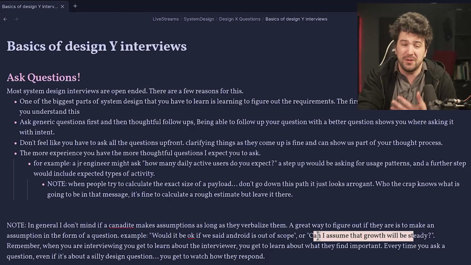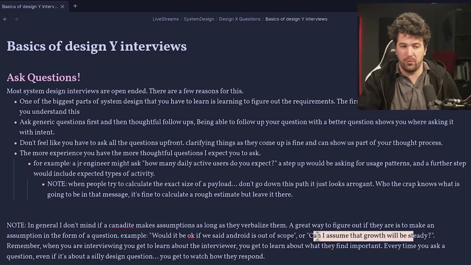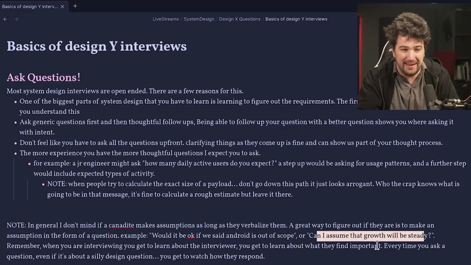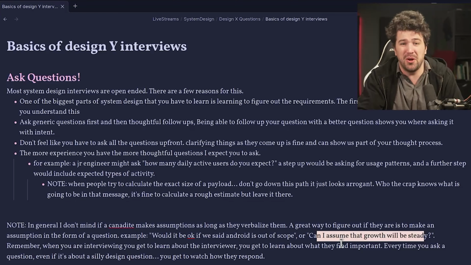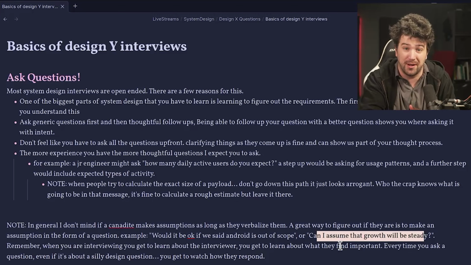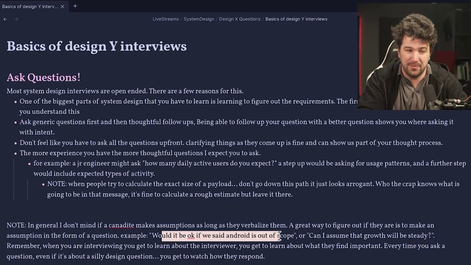Now, when you say this, you'll get an idea if your interviewer is okay with that. If you say, can I assume that the growth will be steady? If they don't like you making any type of assumption like that and saying it in that way, the first time you'll know. Remember, you're also interviewing the person across from you. And it's okay to read how they like these types of statements.